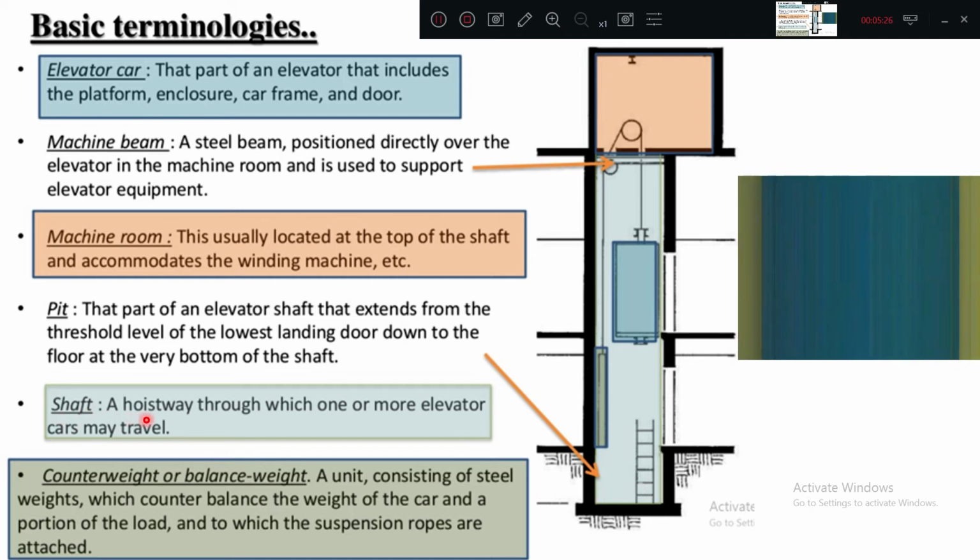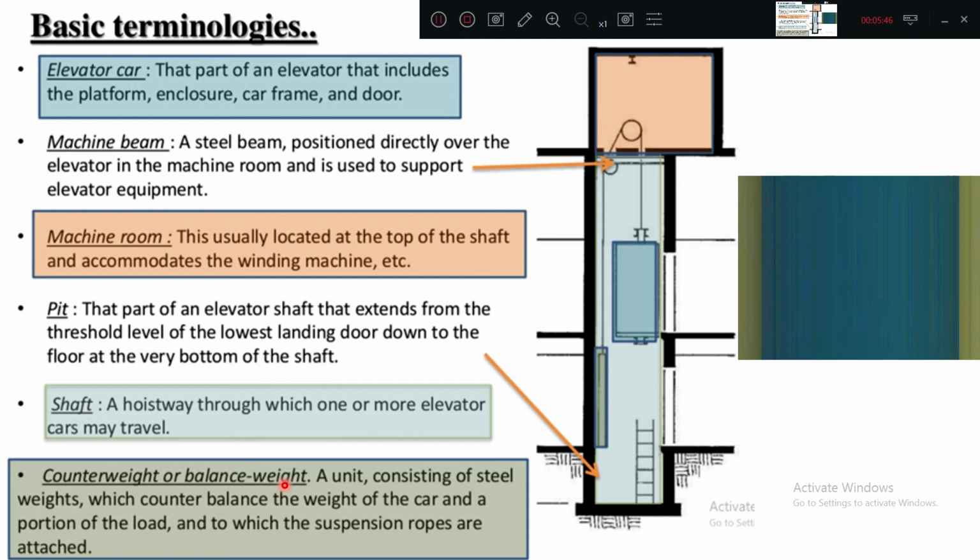Shaft, a hoistway through which one or more elevator cars may travel. It means when you see it in the longitudinal direction or front elevation, there may be multiple cars. Okay, multiple cars, so all those things are enclosed in the shaft. This is called the shaft.